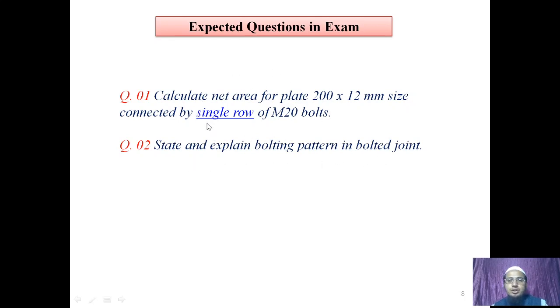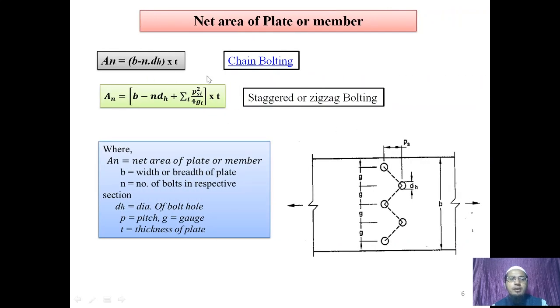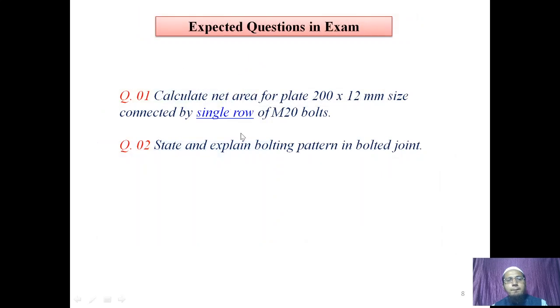Now what about this question 1? We have just seen single row. Single row means only one bolt is there in the connection. That is nothing but an example of chain bolting. We can use this formula, that is A_N equals (B minus N D_H) into T. In this case B will be 200, N is only 1, and D_H is the diameter of hole. As M20 bolts are used, diameter of hole will be 20 plus 2, and thickness of the plate is 12. So by calculating we will get the net tensile area of that plate. So likewise we can solve the numerical.